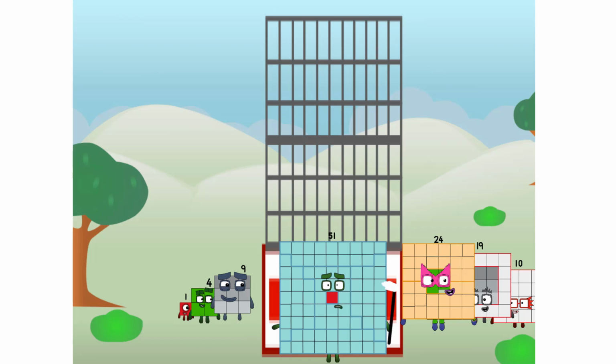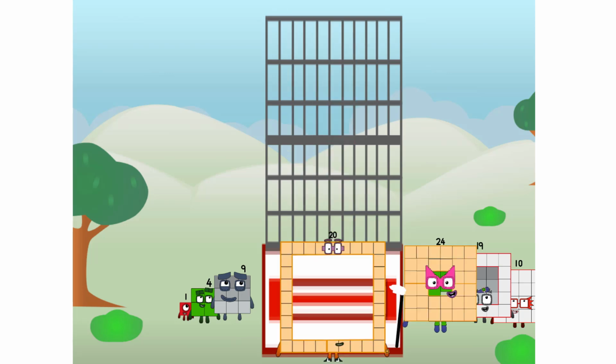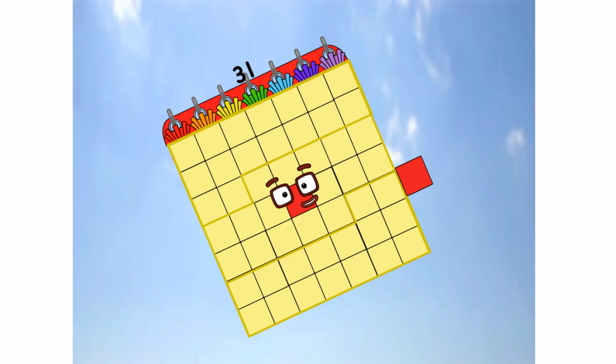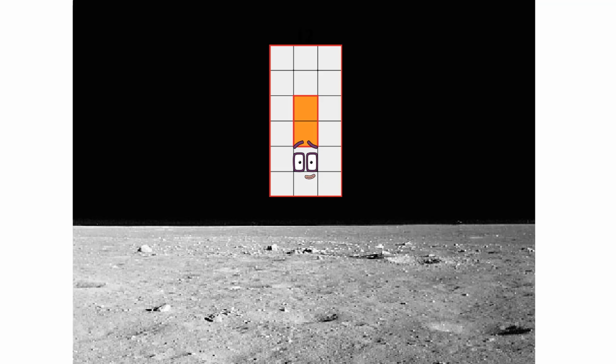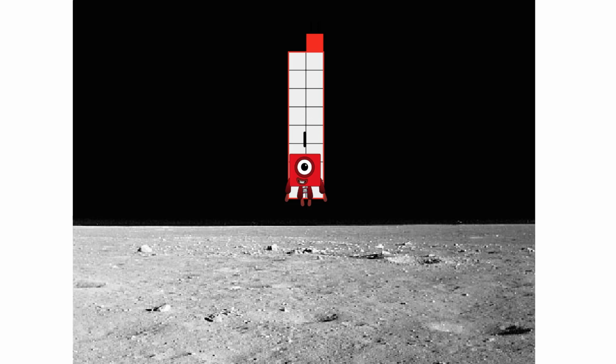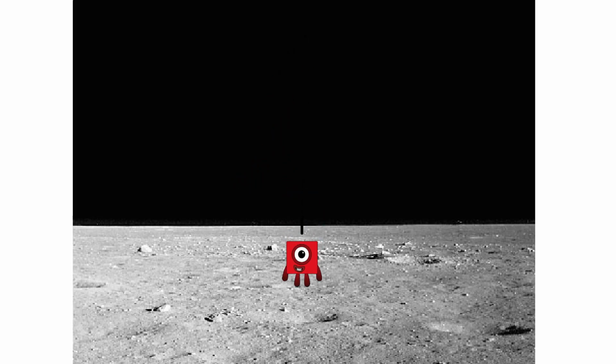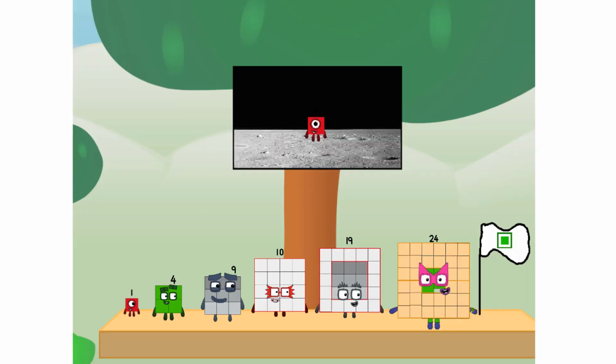Prepare for launch in Achoo. We have liftoff. Primary launch stage completed, engaging secondary stage. Achoo. We've reached space. Second stage complete. Achoo. Entering lunar orbit. Launching lunar lander. Achoo. The square has landed. We did it.